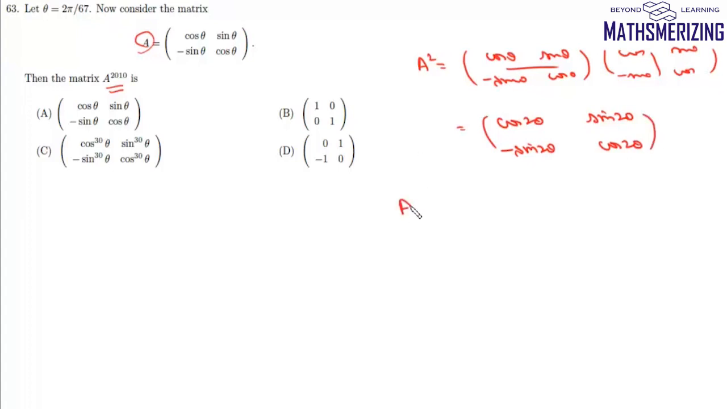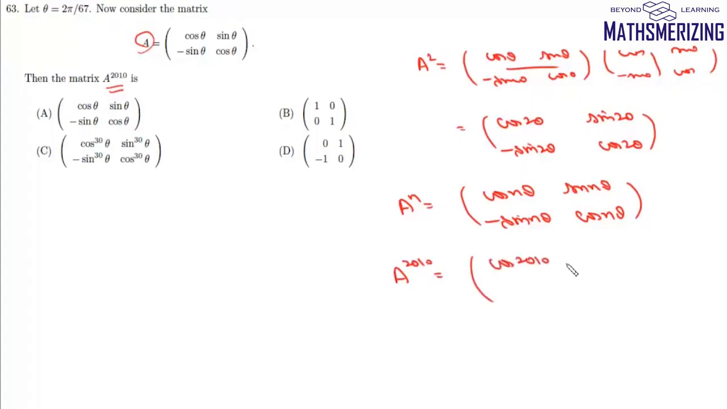So from here we can say A to the power n should be cos n theta, sin n theta, minus sin n theta and cos n theta. We can prove this result using induction also. Now we need to find value of A to the power 2010. So value of A to the power 2010 will be cos 2010 theta, sin 2010 theta, and minus sin 2010 theta and cos 2010 theta. Now value of theta is 2 pi by 67.